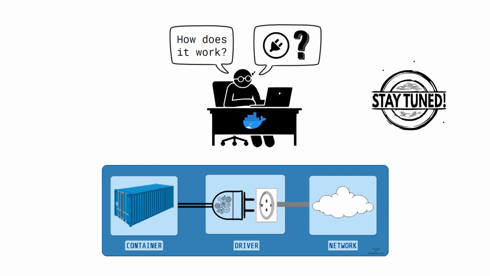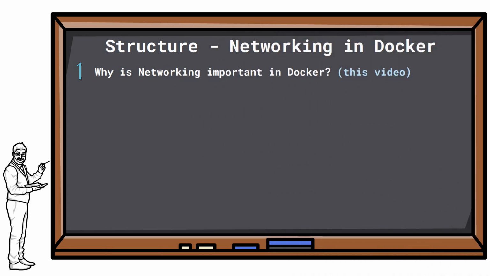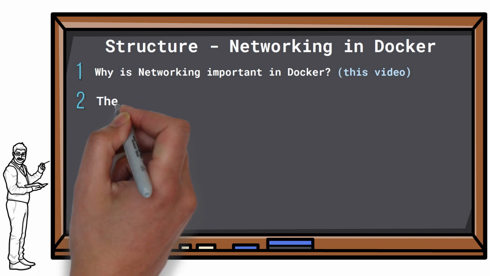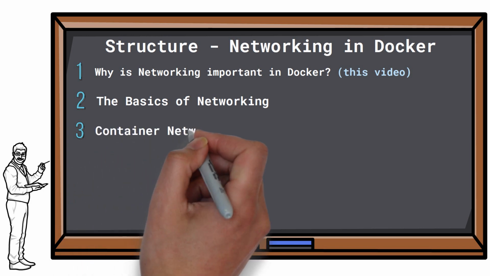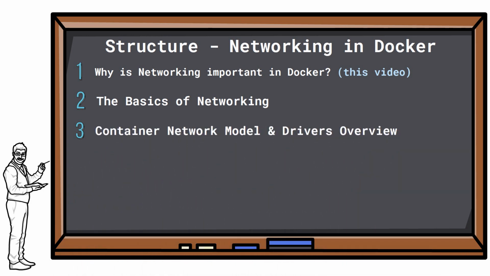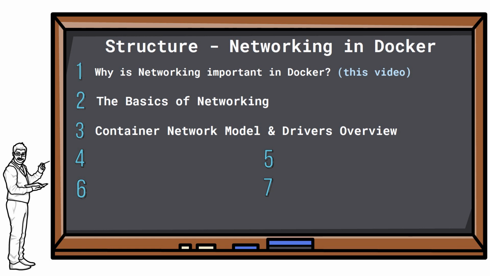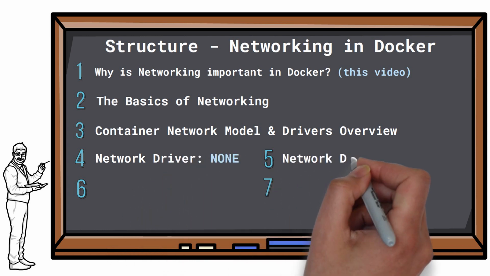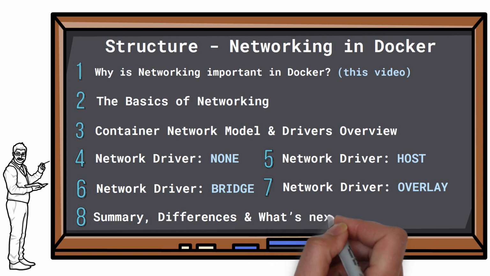All right. Here's the structure of this series. Firstly, we are answering in this video why networking is important in Docker. Then, we will look at the basics of networking. On number 3, we will look at a brief overview of the container network model and the drivers. From number 4 to number 7, we will discuss in depth the four most important drivers: none, host, bridge, and overlay. And in the last video, we will summarize this series and decide where to go from here.